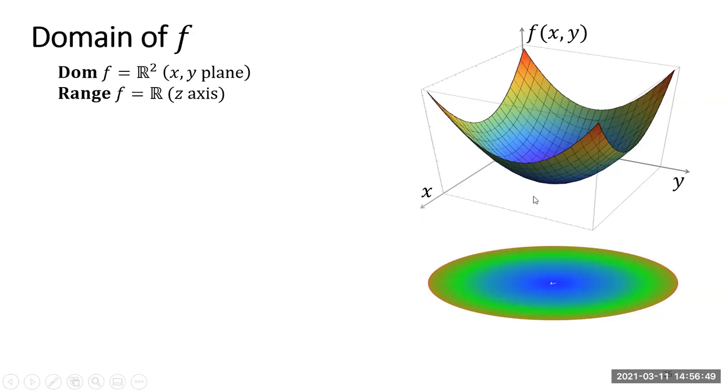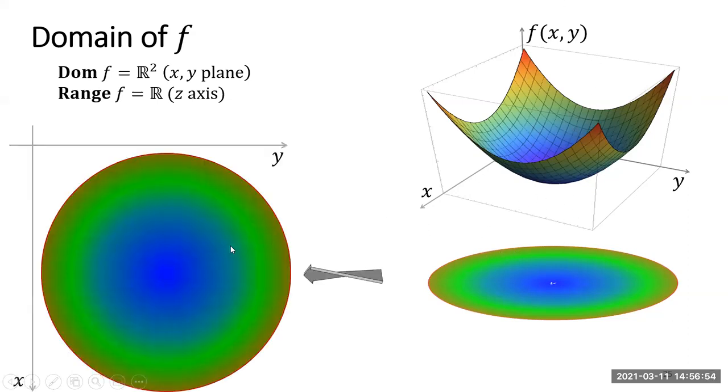And then I switch to the top view. So this is x and y, and since this is at an angle, that's why its projection looks like an ellipse. It's in fact this circle.